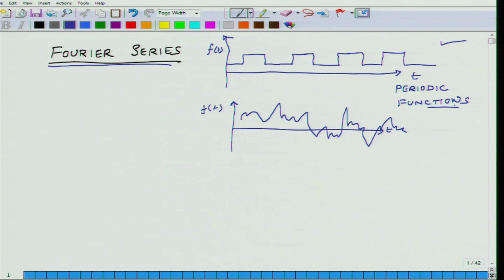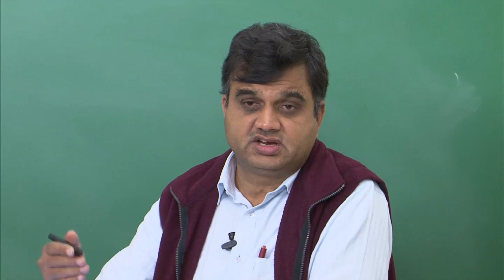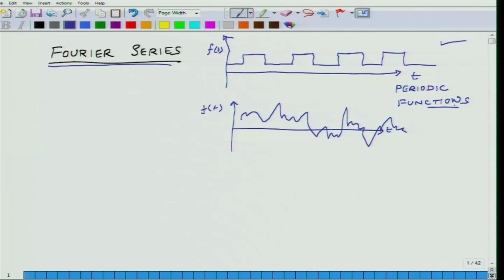And the time after which the function repeats itself, that duration, so this function repeats itself after so much duration, this is known as the time period, or capital T. In some literature you will also find it as P, which is the period of repetitiveness.